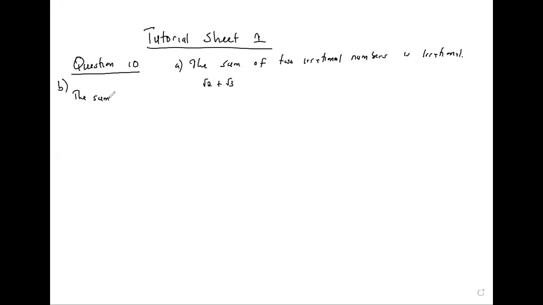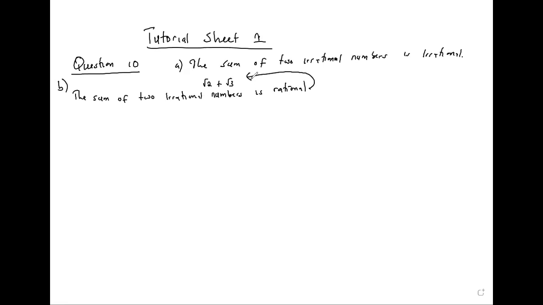a sum of two irrational numbers. The sum of two irrational numbers is rational. So this is the same as A. So you can use the same example that we used in A and show that root 2 plus root 2 is not rational. It's actually irrational.